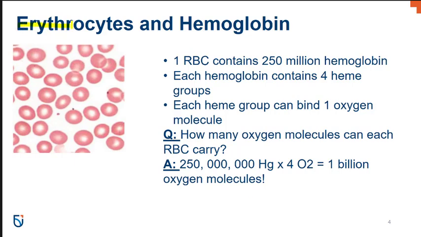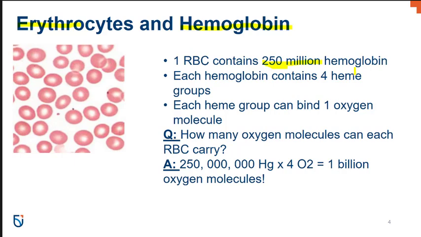So erythrocytes: erythro means red, cytes means cells. These red blood cells, as part of our whole blood, have many different roles, with the primary role being to carry oxygen to all of the tissues within our body. And the reason it can carry oxygen is because it carries a lot of hemoglobin molecules. In fact, one red blood cell contains up to 250 million hemoglobin molecules.